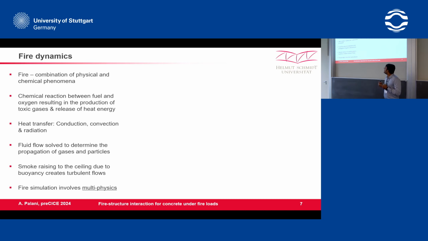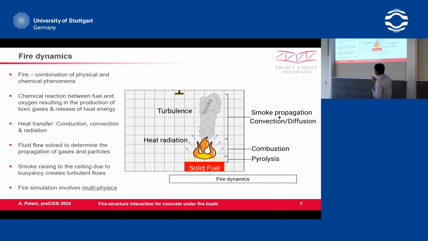In addition to that, to model or simulate a fire, we need heat transfer, a fluid flow solver, and also to track the smoke and other toxic gases produced as a result of the chemical reaction. On top of that, we also need to model combustion, and there is also a submodel for creating fuel from a solid. All of this comprises a fire simulation as a multi-physics problem.